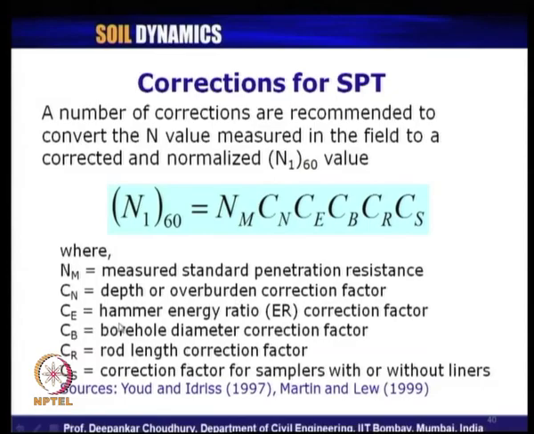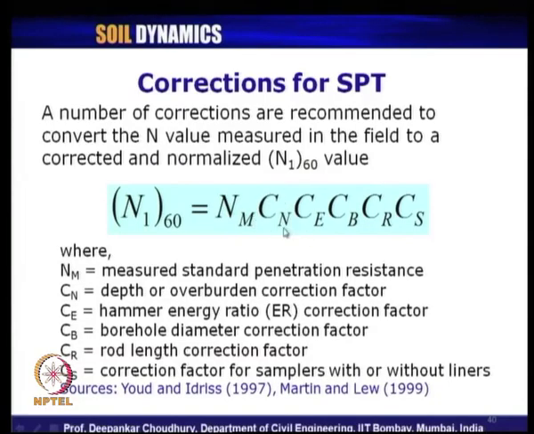CE is the hammer energy ratio correction factor, CB is the borehole diameter correction factor, CR is the rod length correction factor, and CS is the correction factor for samplers with or without liners. Why are these corrections required? Let us first understand that.